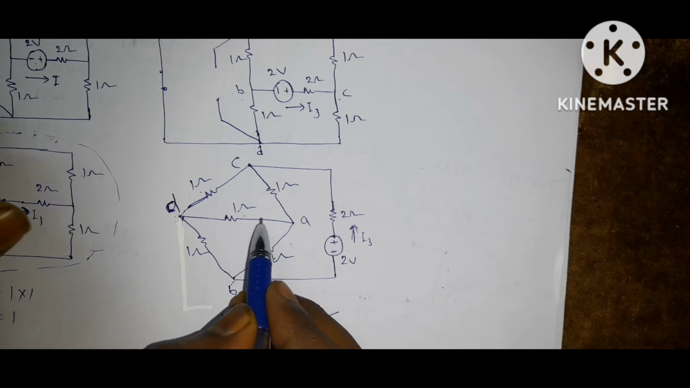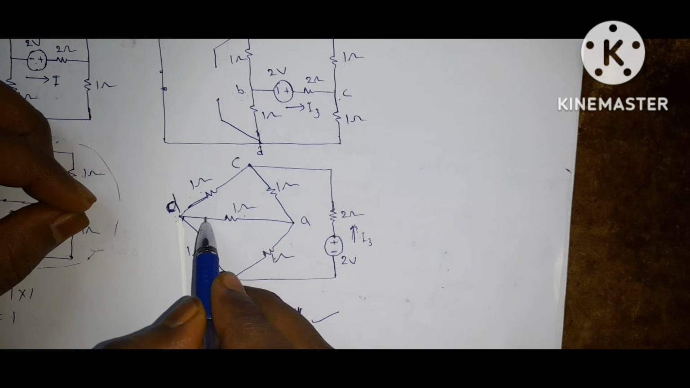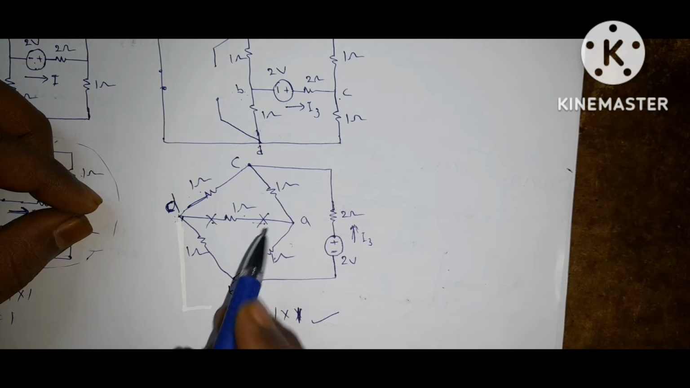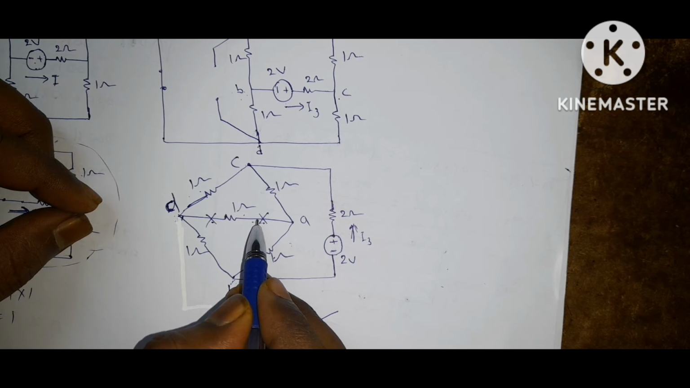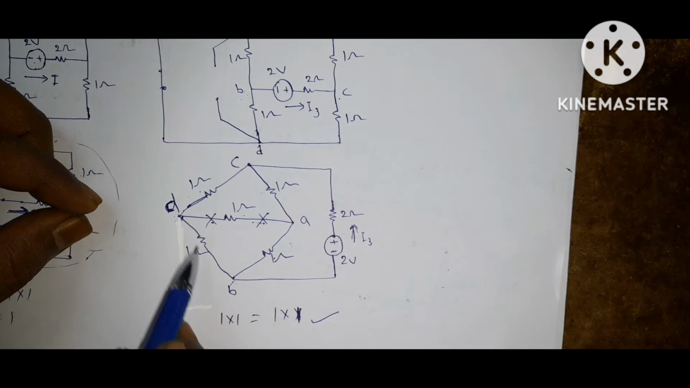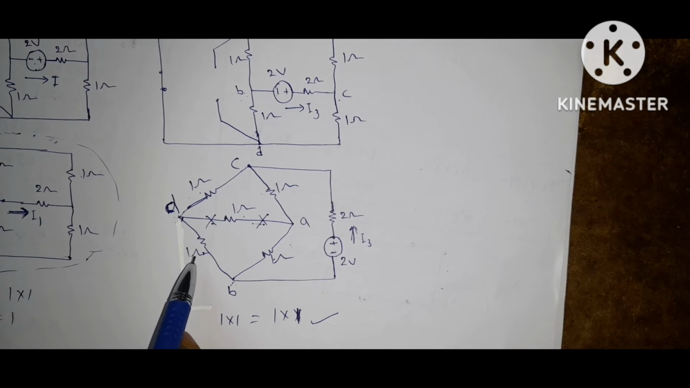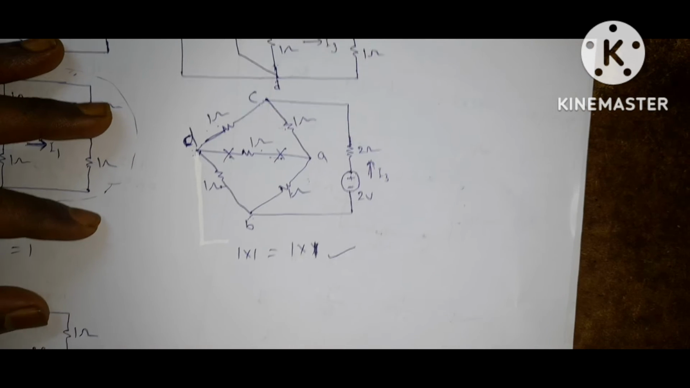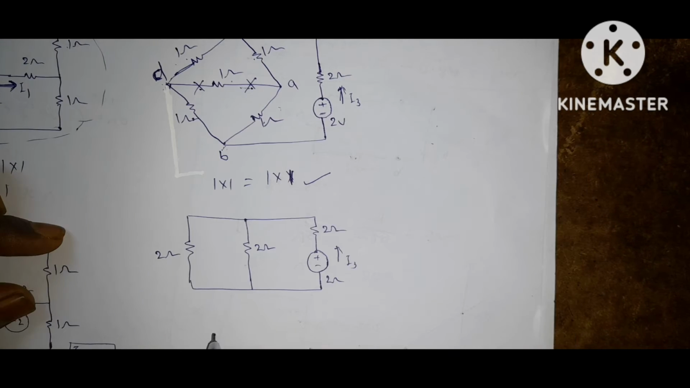If current is not flowing through any resistor, that is an open circuit. So this is open circuit. If it is open circuit, that means there is no resistor here. What happened? This 1 ohm and this 1 ohm are connected in series, and this 1 ohm and this 1 ohm are connected in series. If two resistors are connected in series, what is the equivalent? Summation of two resistances. So the circuit becomes like this.